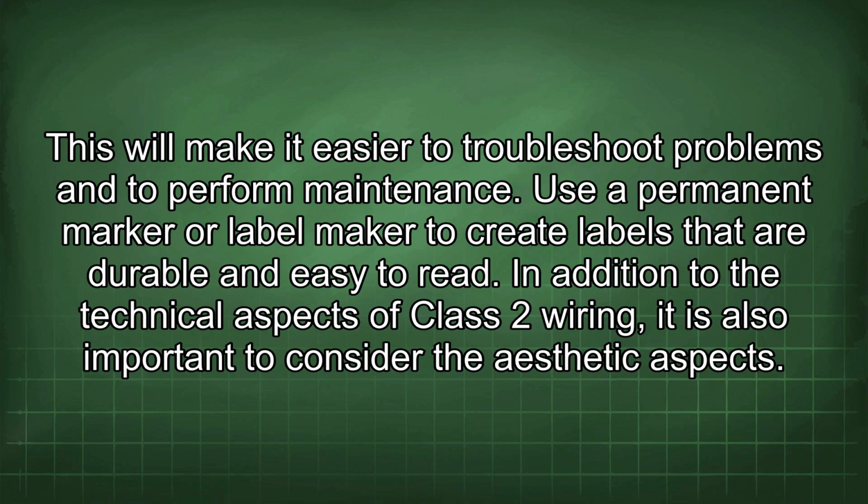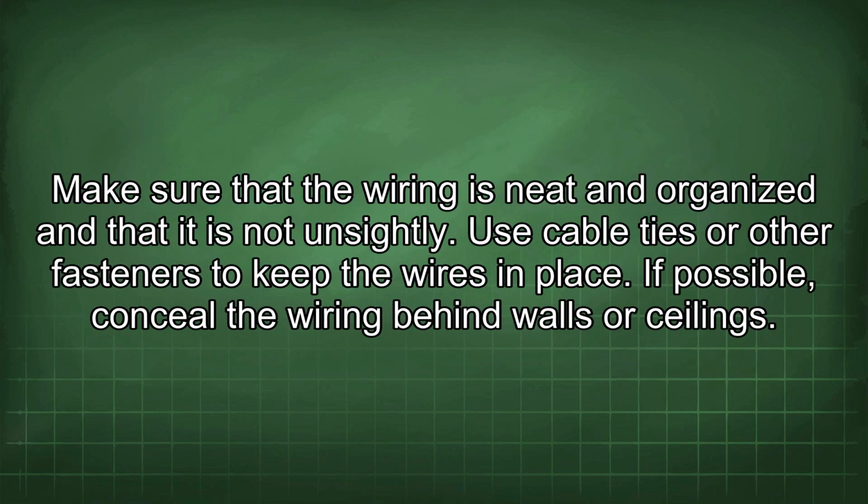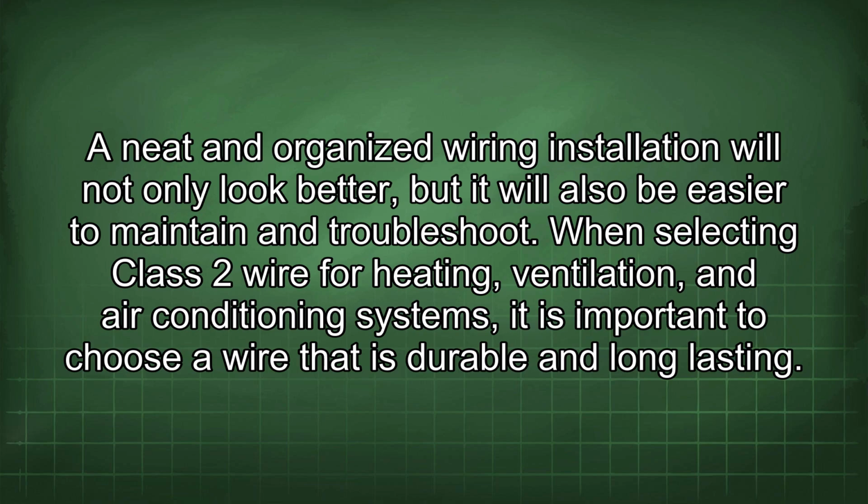In addition to the technical aspects of Class 2 wiring, it is also important to consider the aesthetic aspects. Make sure that the wiring is neat and organized and that it is not unsightly. Use cable ties or other fasteners to keep the wires in place. If possible, conceal the wiring behind walls or ceilings. A neat and organized wiring installation will not only look better, but it will also be easier to maintain and troubleshoot.